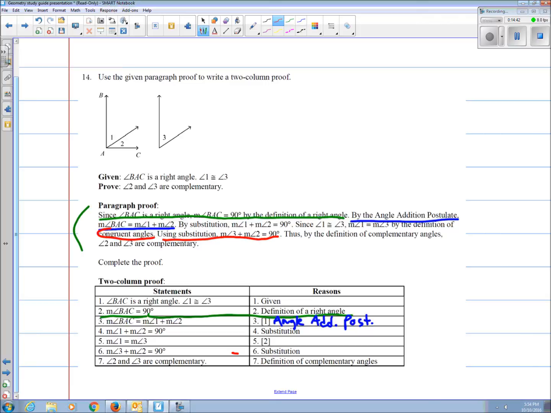Here's our reason that we want right here, the definition of congruent angles. So because those two, we were given this saying they were congruent, we know that by definition of congruent angles that those measures are equal. So this is definition of congruent angles.